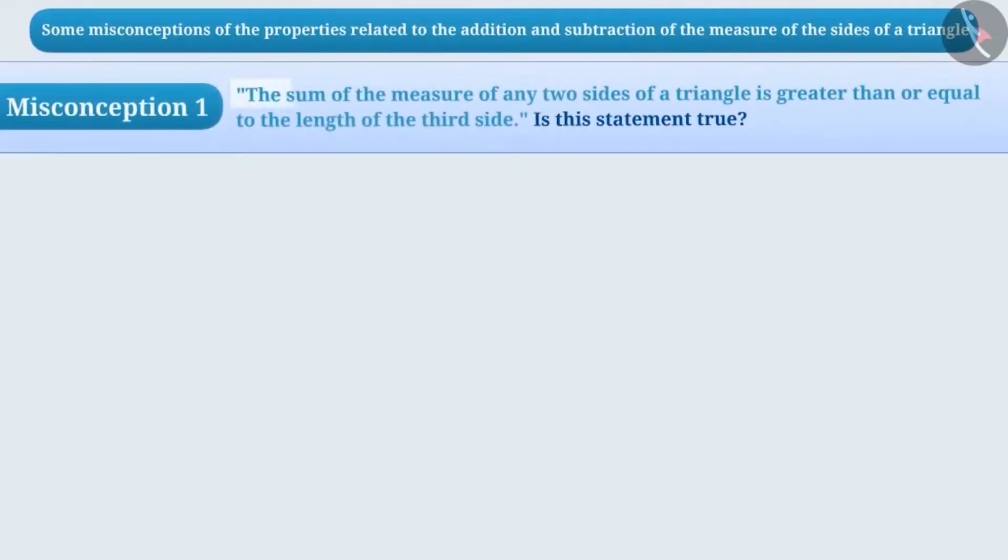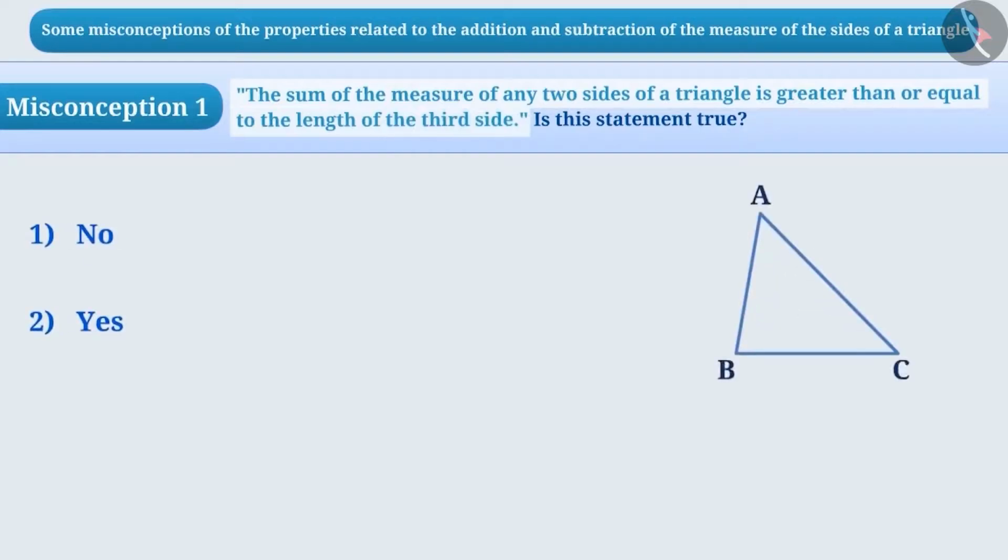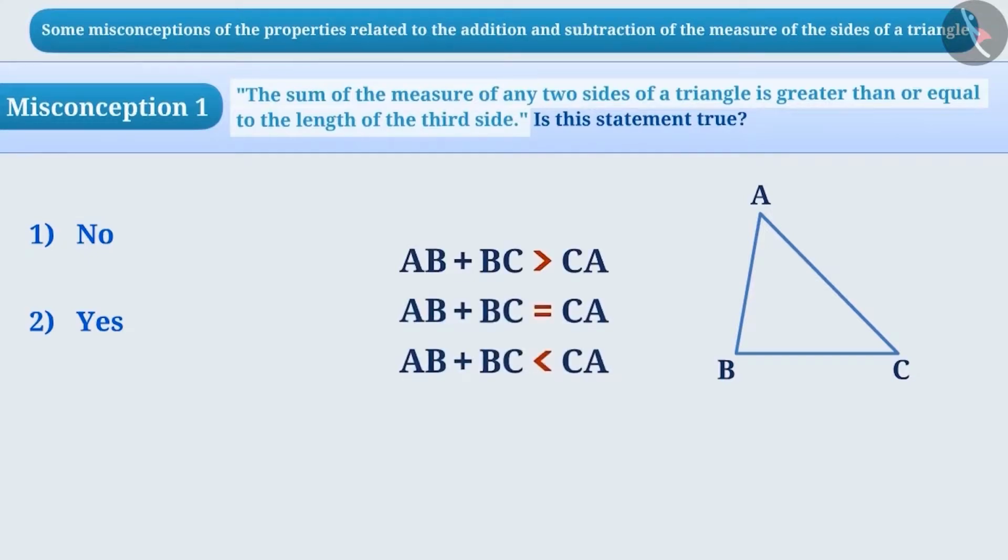Misconception 1. The sum of the measurements of any two sides of a triangle is greater than or equal to the length of the third side. Is this statement true? Some children think that the measurement of the sides of a triangle has no relation with each other. They think that the sum of the measurement of any two sides of a triangle can be greater than, less than, or equal to the third side. Because of this understanding, they give the answer as option 2, which is an incorrect understanding.